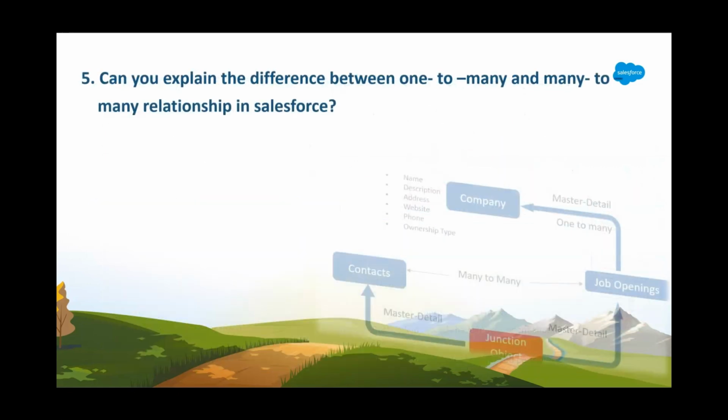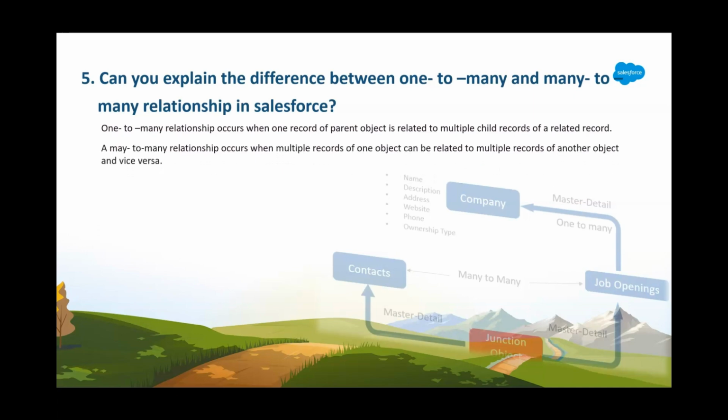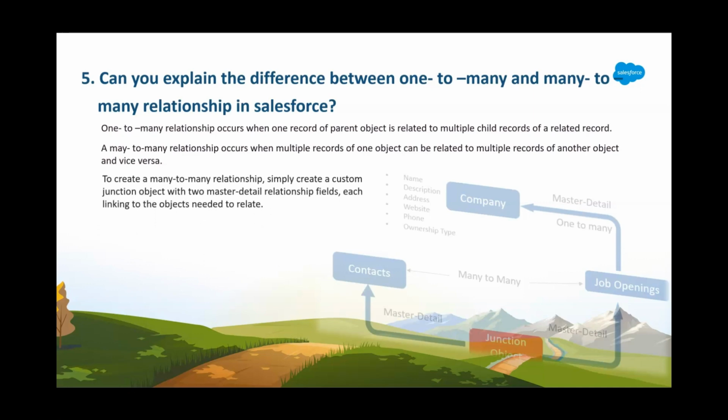5. Can you explain the difference between one-to-many and many-to-many relationships in Salesforce? One-to-many relationship occurs when one record of a parent object is related to multiple child records of a related object. Many-to-many relationship occurs when multiple records of one object can be related to multiple records of another object and vice versa. To create a many-to-many relationship, simply create a custom junction object with two master detail relationship fields, each linking the two objects needed to relate.